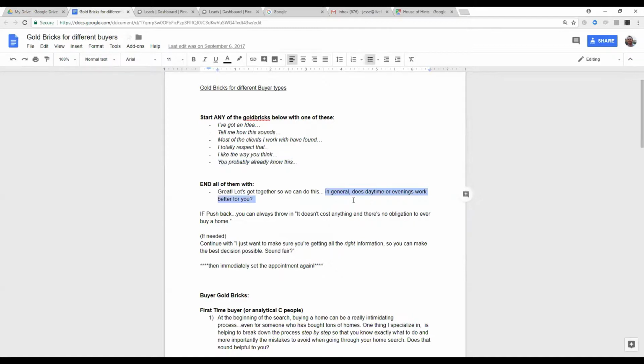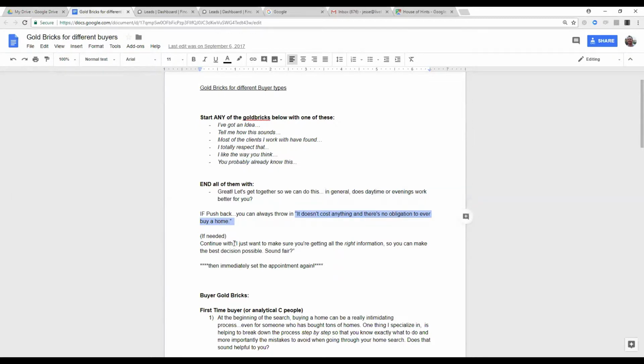That way you're getting out of the way of one of the more common objections, which is, oh, I've got to check my calendar, I'm busy. You're just saying, hey, in general, is it daytimes or evenings that work better for you? Or is it during the week or the weekends? You give an alternative choice close. That's two equally acceptable options, where either of them works for you. It doesn't matter, days or evenings. If they push back, that's when you would want to start to take away some of the threat. So you can always throw in something like, hey, it doesn't cost anything and there's no obligation to buy a home, right?